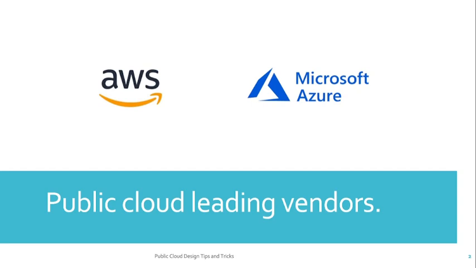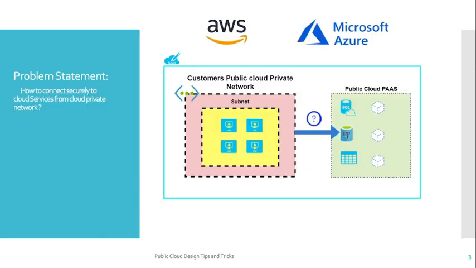In this channel, we will be covering two public cloud vendors. One is Amazon Web Services, second is Microsoft Azure. We are going to reiterate the same problem statement as in our previous video. Our problem statement is how to connect securely to cloud services from a cloud private network. When we say cloud private networks, for Amazon Web Services it is VPC, and for Microsoft Azure it is Virtual Network, VNet. So we'll understand from a VPC how securely we can connect to the cloud public services.